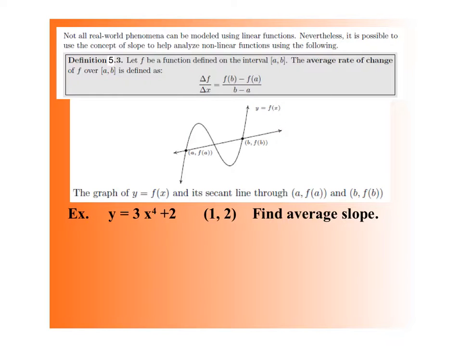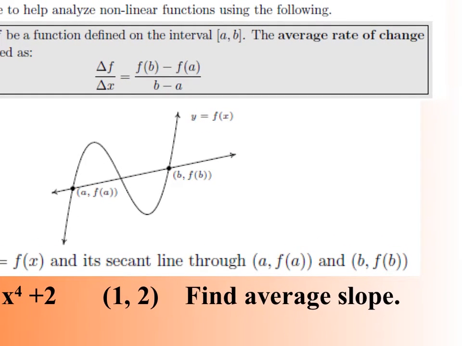Okay, moving on. Take a look at this. It's called the average rate of change. Doesn't this look a little bit like that difference quotient that we did before? Okay, but it's a little different. Let's talk about it.